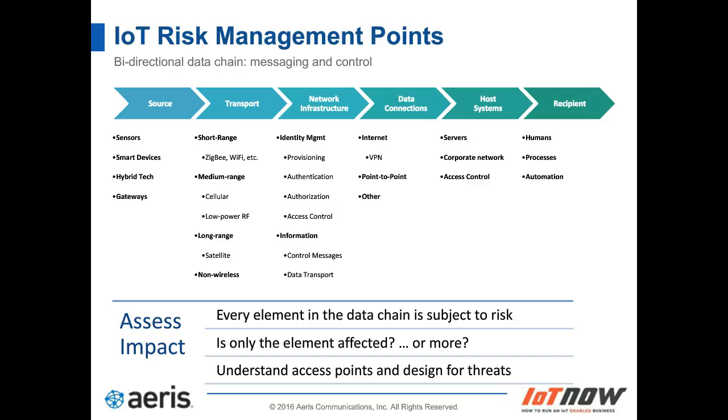That's where all the control messages may also be generated from the perspective of network control functions for the device, or it may include the fact that the system or the recipient has sent some control message back to change the operation of the device. And the point I'm trying to make with this slide is that there are various points over here in the data chain, various elements in the data chain that are subject to risk.